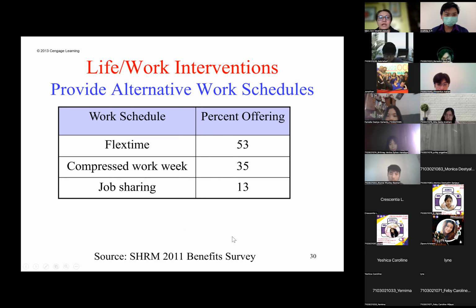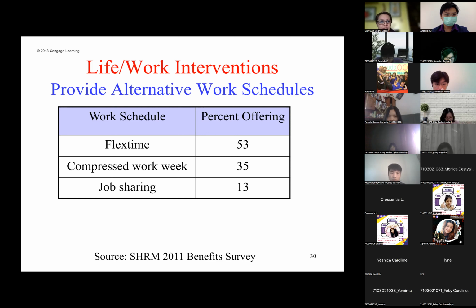Another intervention to manage stress, especially with the concern of work shifts or shifting work schedules, here are the studies: providing flex time. 53% of companies are offering this so that they would alleviate the stress experienced by employees. So with flex time, for example, instead of going to work from 8 to 5, the person may have the option of going to work 7 to 4 so that there is more time to attend to children upon dismissal at 4.